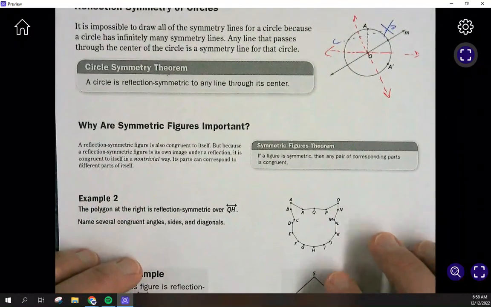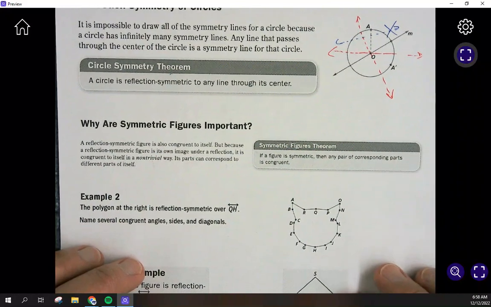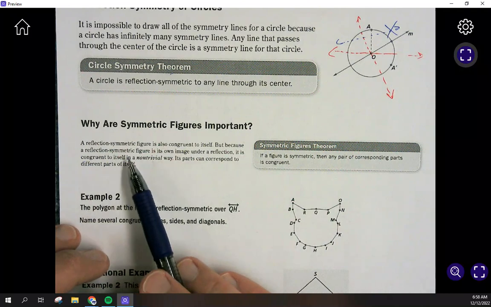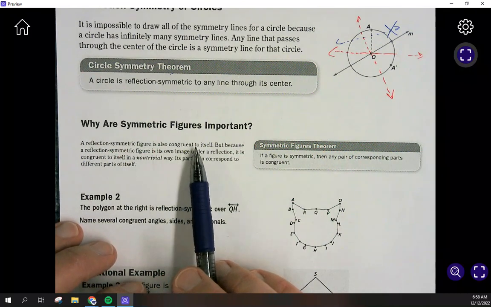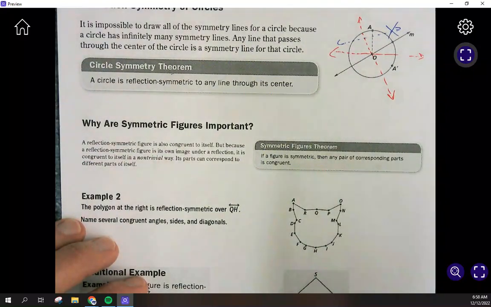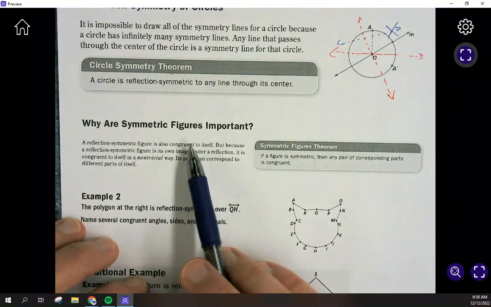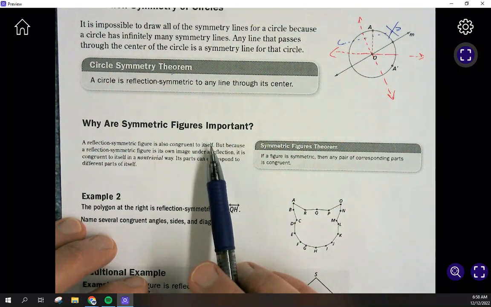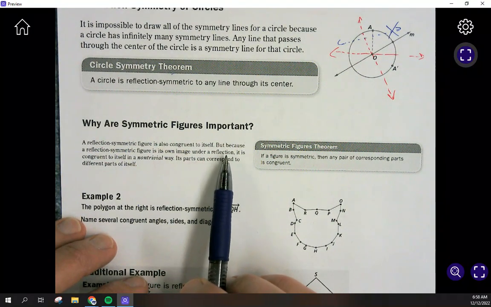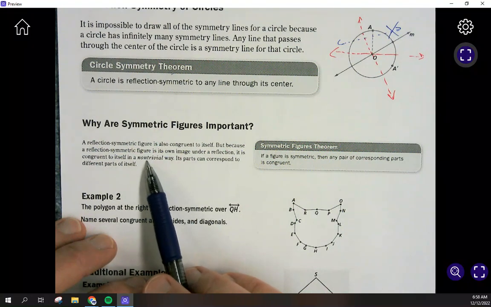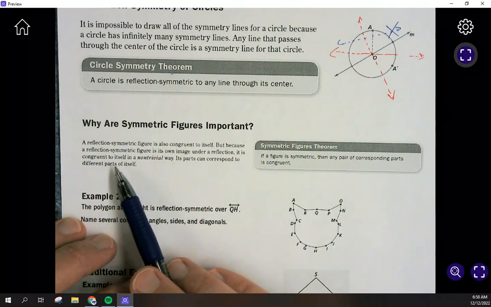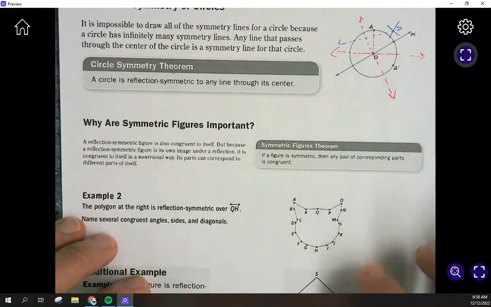All right, so why have we looked at these couple different figures and talked about reflection symmetry? Why is this important? So a reflection symmetric figure is also congruent to itself, right? That's the whole point. It's congruent to itself, congruent meaning the same size. So it becomes itself. Because a reflection symmetric figure is its own image under a reflection, it's congruent to itself in a non-trivial way. Its parts can correspond to different parts of itself. So here's where we're going.